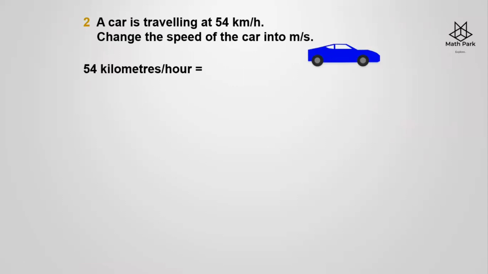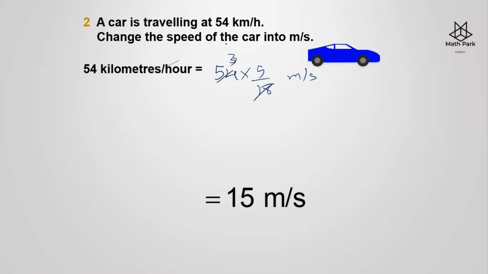To convert kilometer per hour, remember the trick. We just multiply by 5 by 18. So 54 km per hour is going to be 54 times 5 upon 18 meter per second. 18 times 3 is 54, and 3 5s are 15. That is how you get 54 km per hour is equal to 15 meter per second.